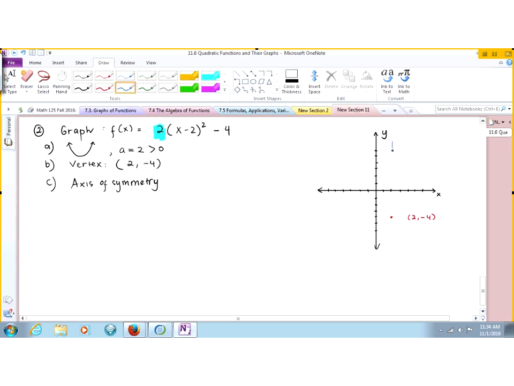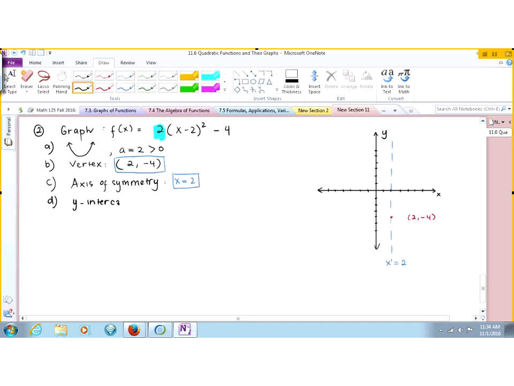How am I graphing my axis? It's going to pass through the vertex. Yes. It's a vertical line that passes through. Do I know the equation of the axis? This is a vertical line, so it is x is equal to 2. Yes. All right. Good.